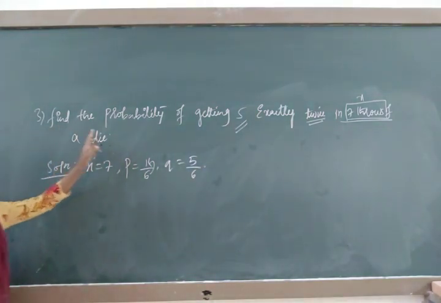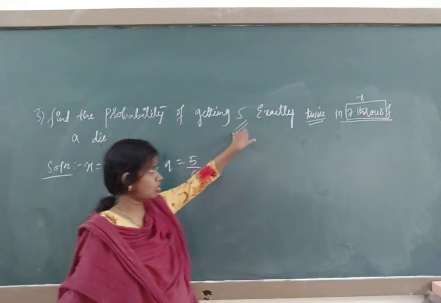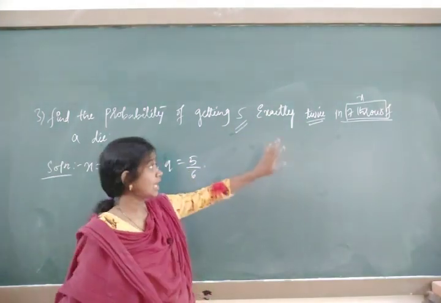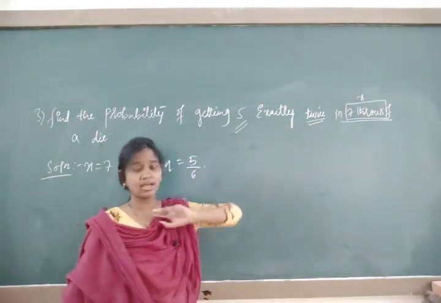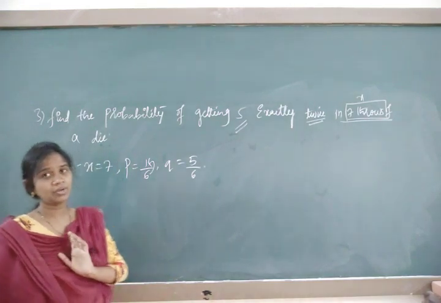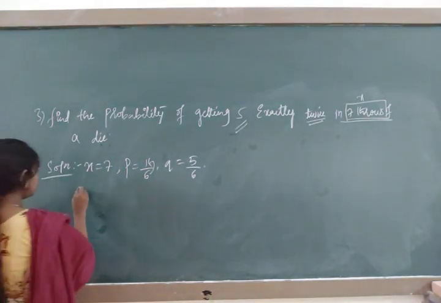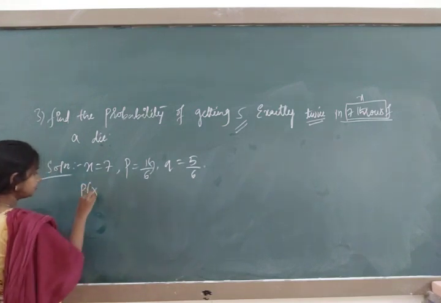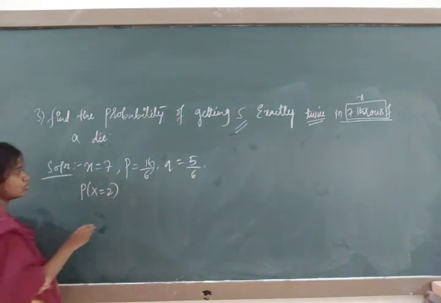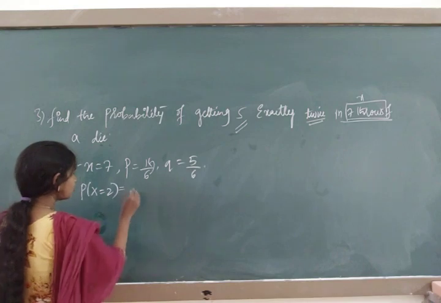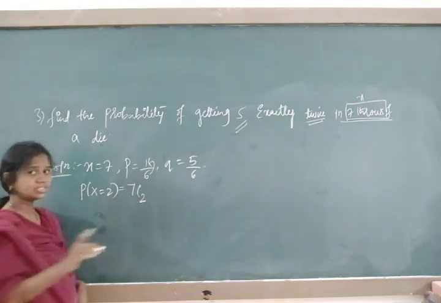Now what are they asking? Find the probability of, this is n, P value we got, 7 throws we got, exactly twice they are asking. It means K value will be 2. P of x is equal to 2. In the formula, 7C2, nCk.